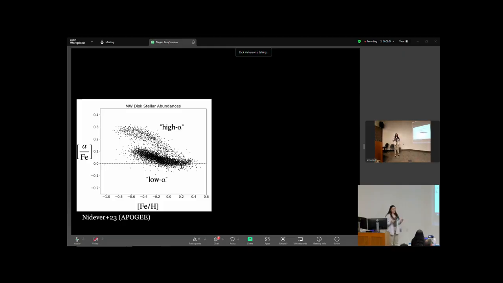But yeah, this is the question that I'm trying to answer using the FIRE simulations: why is there this bimodal population in this space? What makes the Milky Way different from our expected path through this element abundance space?